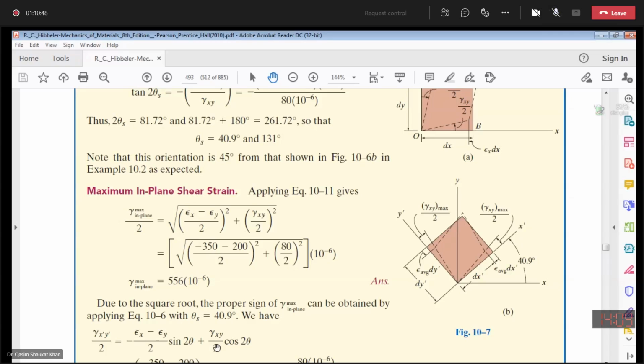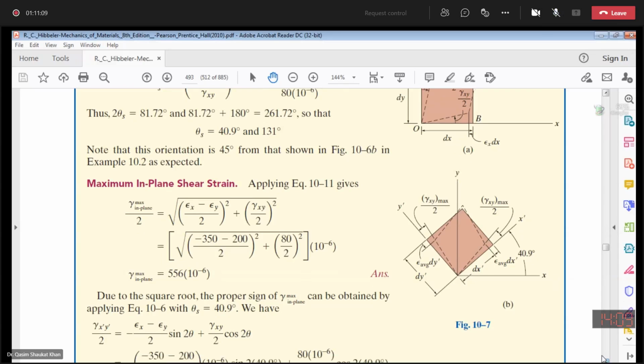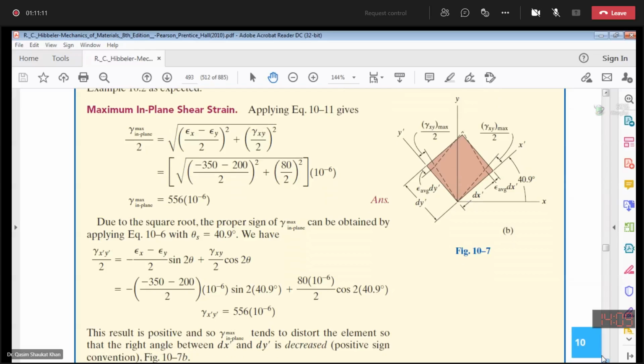Your positive value has come, that is with theta 40.9. Okay, so it means theta S1 is 40.9 degrees and theta S2 is 130.9 degrees.